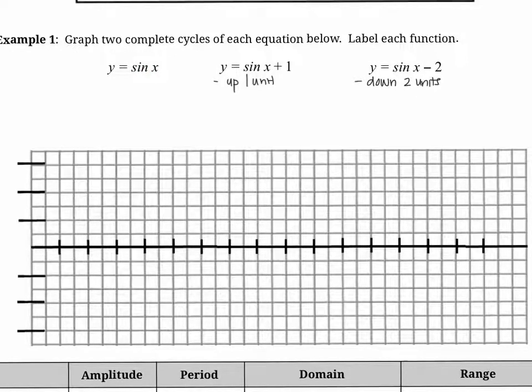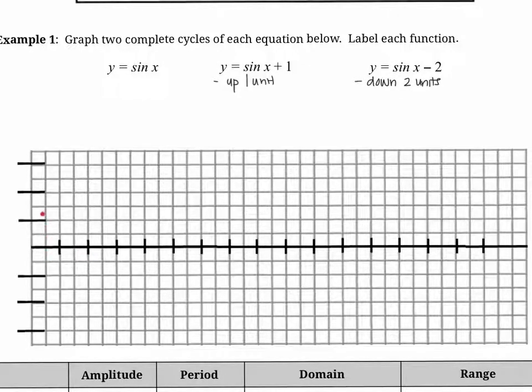Let's think ahead. We're going to be graphing sine x, and then we're going to be shifting it up, and we're going to be shifting it down. So our x values are not going to be affected, but our y values are going to be affected. Because our x values are not going to be affected, I'm going to use the same scale that I used on the previous page. So I'm going to skip 4 squares and put 90. You might have your own way to do it, and that's fine.